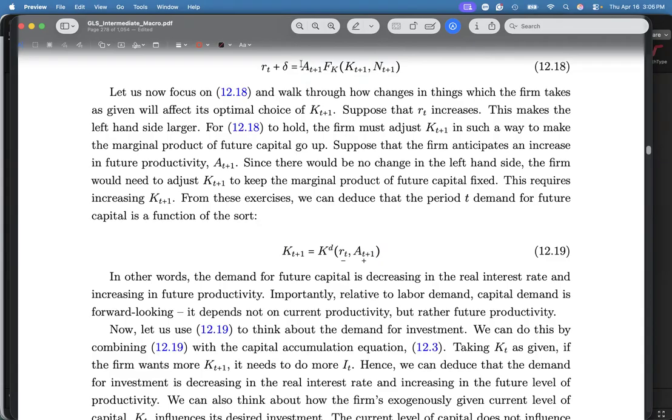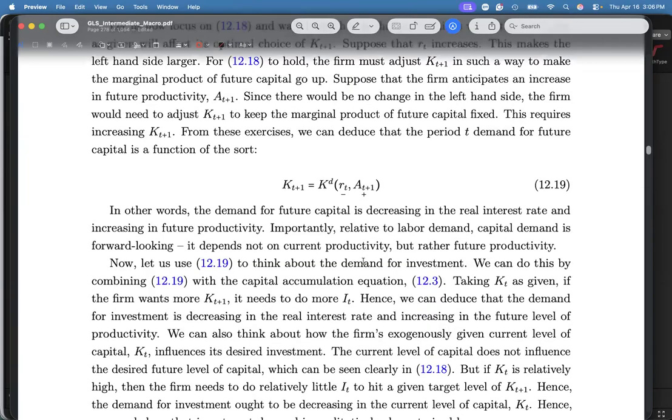What else? If your A is rising, guys, what has to happen to your KT plus 1? Why is it positive? Okay, so this is something that you can do algebraically. This is something that you can do graphically, but you should check and confirm that if AT goes up, then KT plus 1 must also go up.